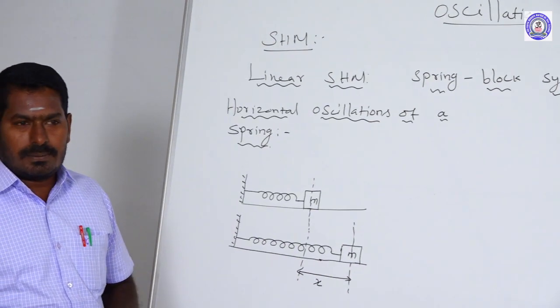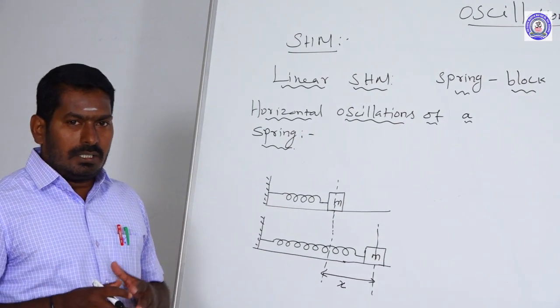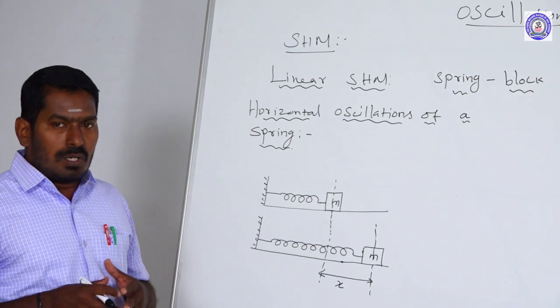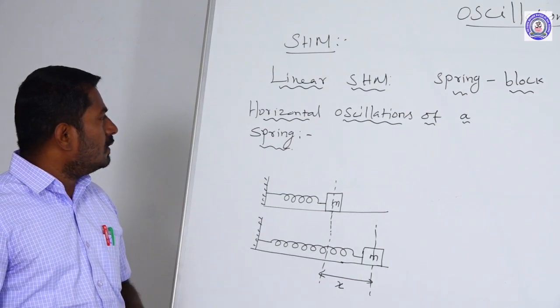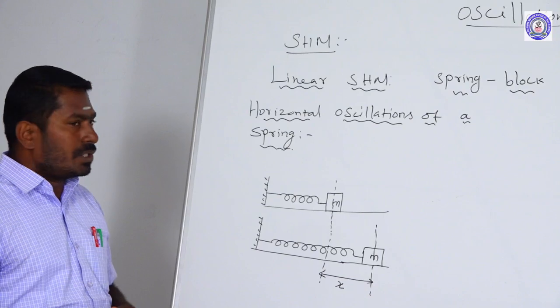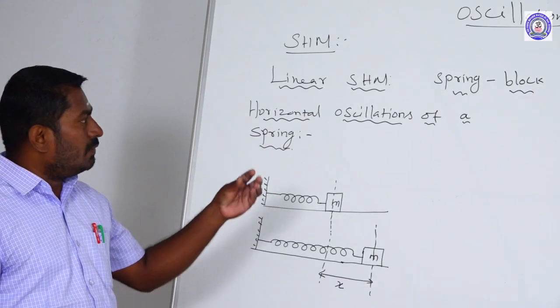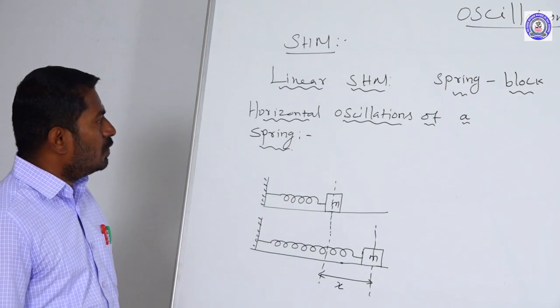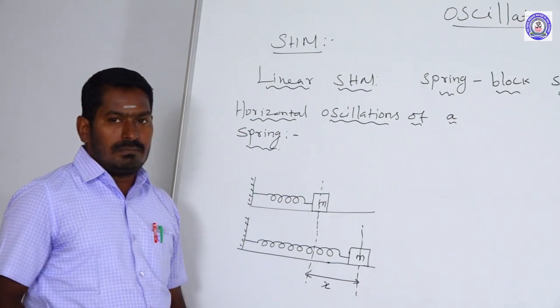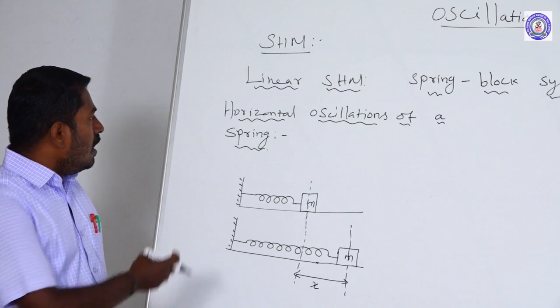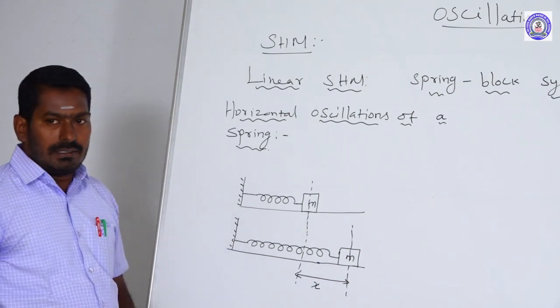So, dear students, today we are going to discuss one more time in the oscillation lesson, especially simple harmonic motion, especially linear simple harmonic motion. One example of linear simple harmonic motion is the spring block system. First, we are going to see the horizontal oscillations of a spring.